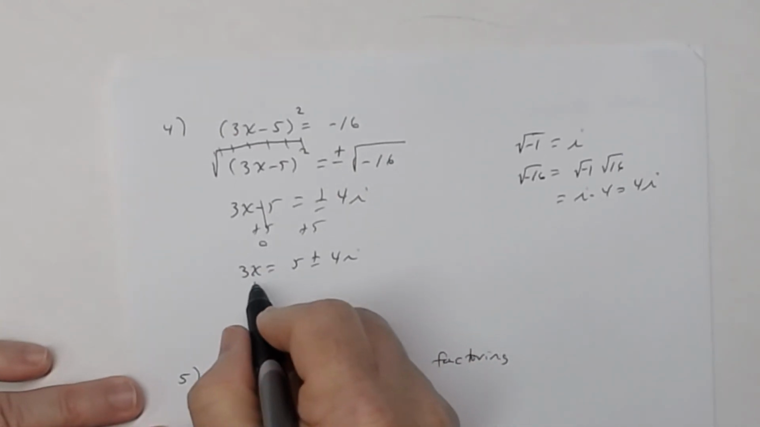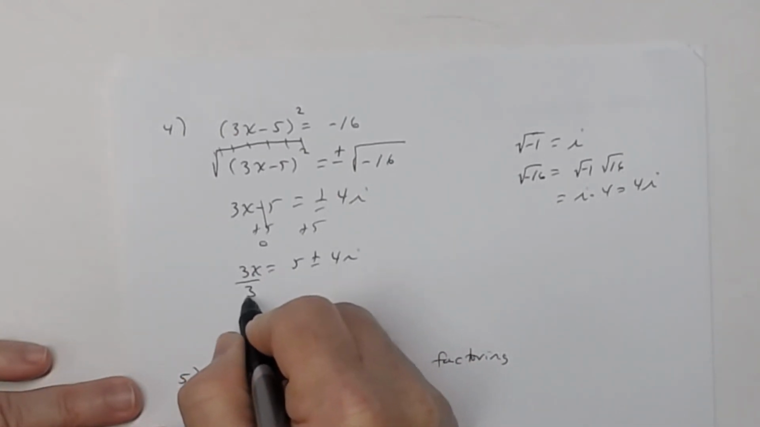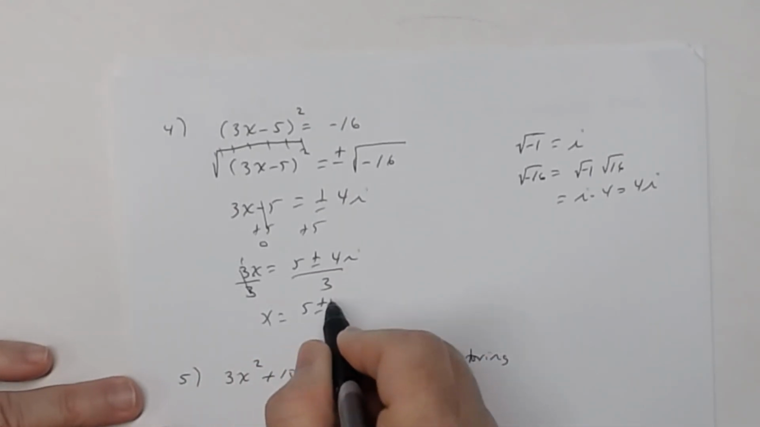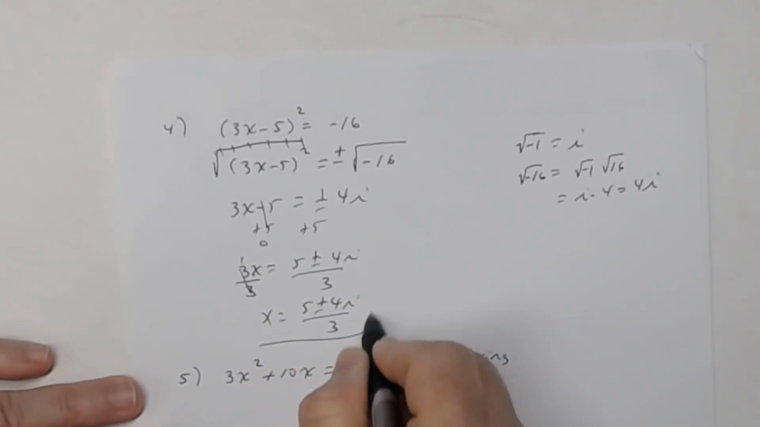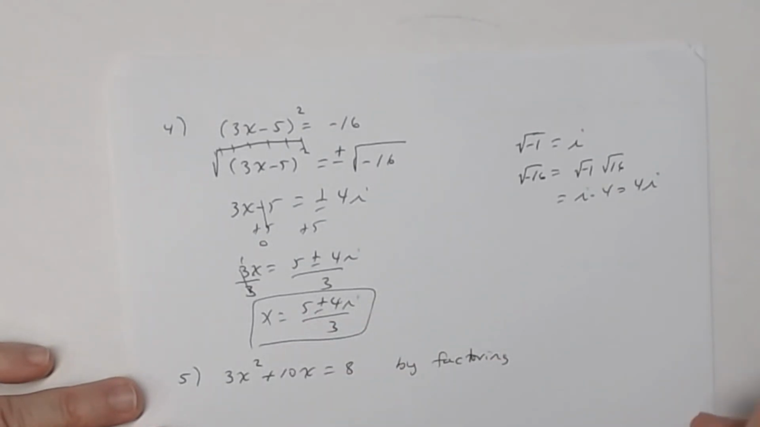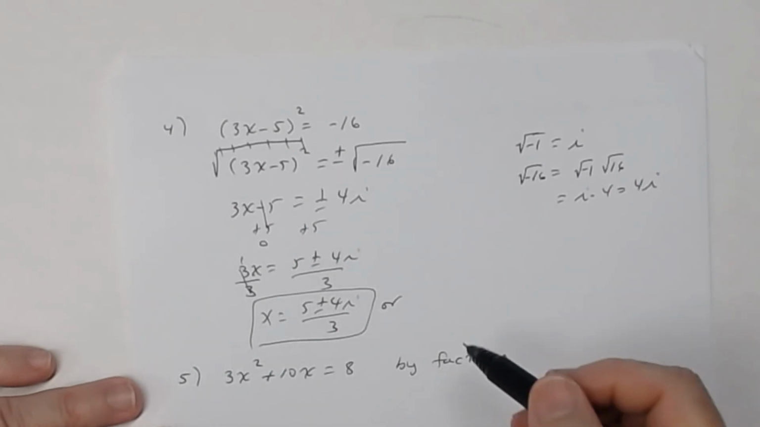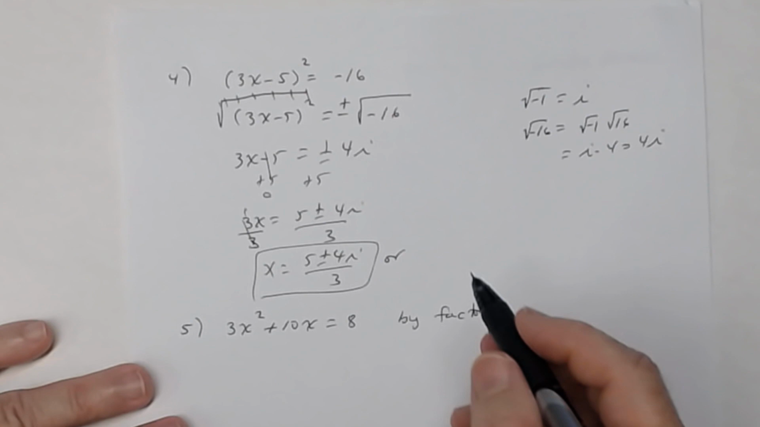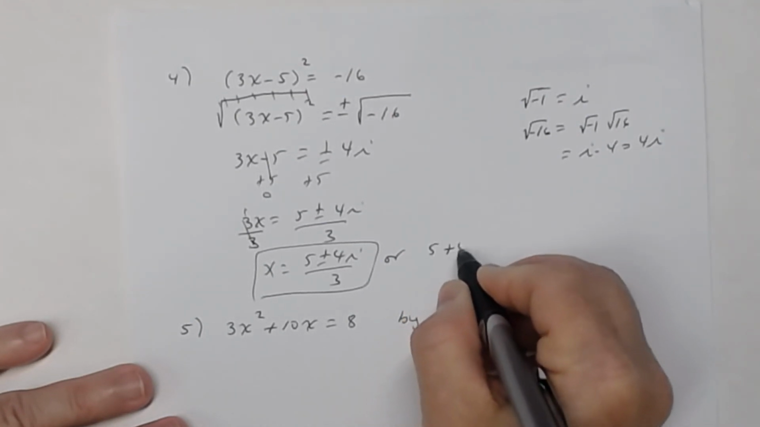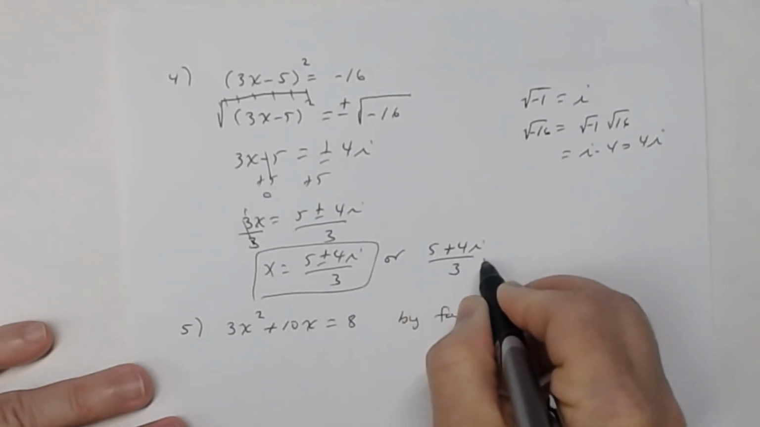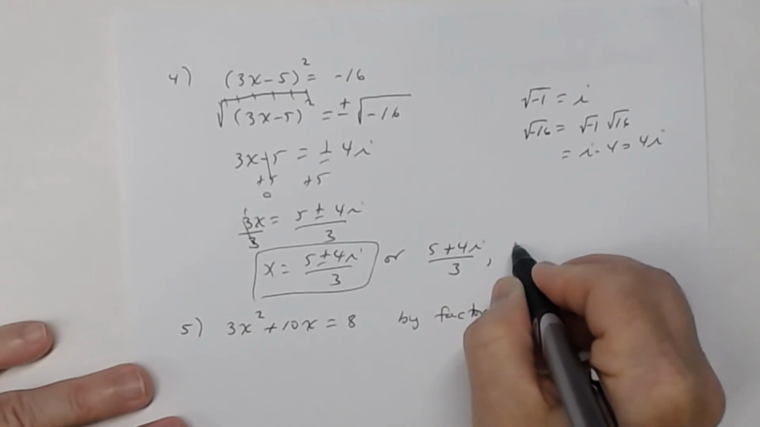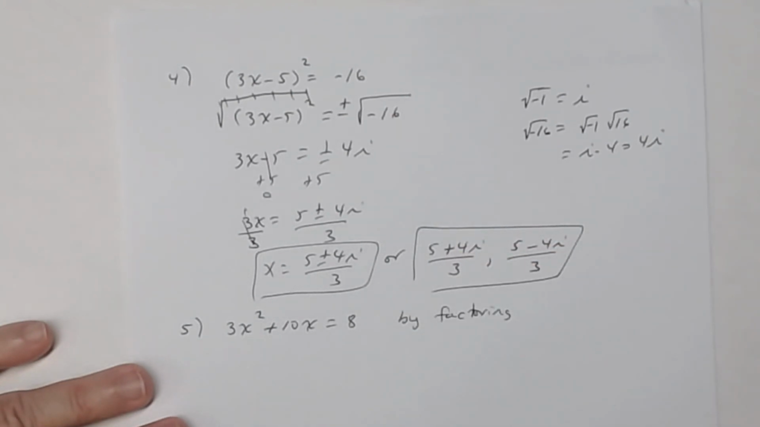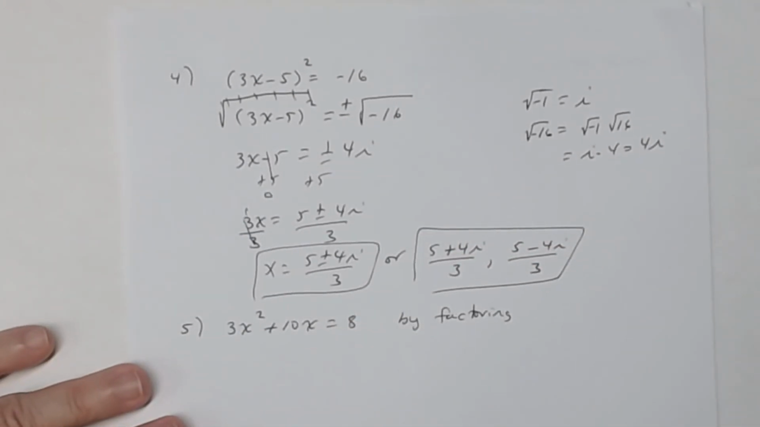All right, so we get this, and then to get x by itself, you divide both sides by 3, and you're done. So most students would write it as 5 plus or minus 4i, divided by 3. That's the way most students would write this. Now, you could write them separately because you do have two distinct solutions here. One is 5 plus 4i divided by 3. Make sure it's all divided by 3. And the other is 5 minus 4i divided by 3. So any one of those is fine. But there's the work. There's your solution.